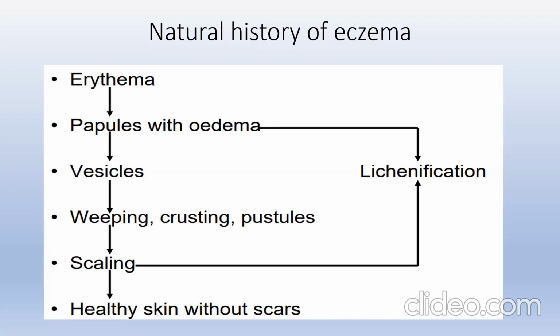First there will be erythema, that is redness, then papules with edema, then vesicles, then weeping, that is discharge, crusting, pustule formation, then scaling. All these stages are called lichenification, and at last healthy skin without scars.